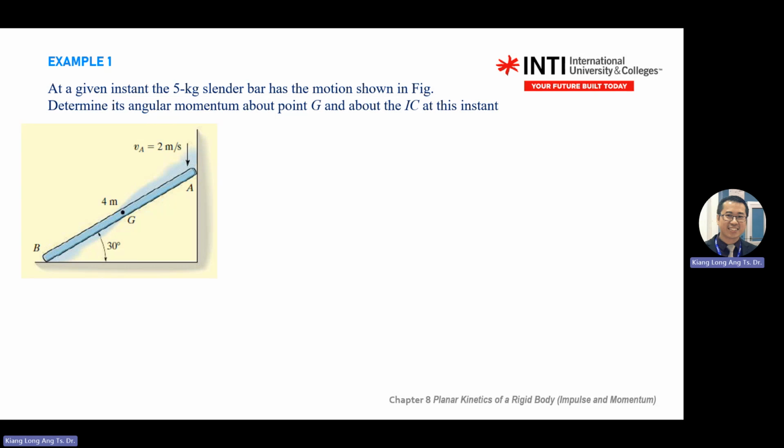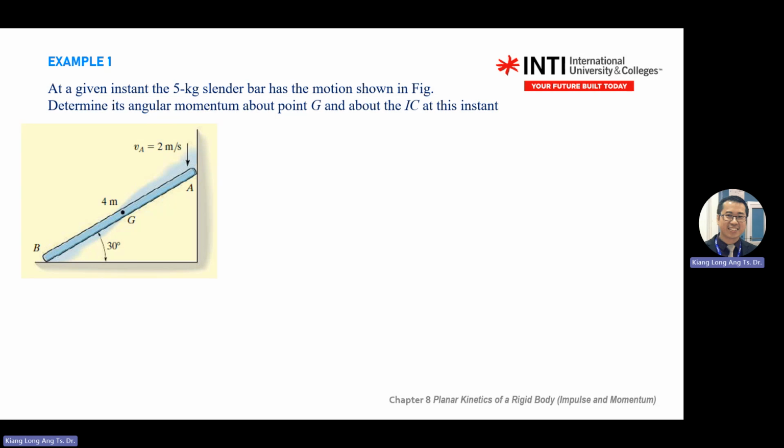And about IC, the instantaneous center location. So the instantaneous location is where you draw the arrow of V, right? This one will slide here. This one also will slide to the left, right?